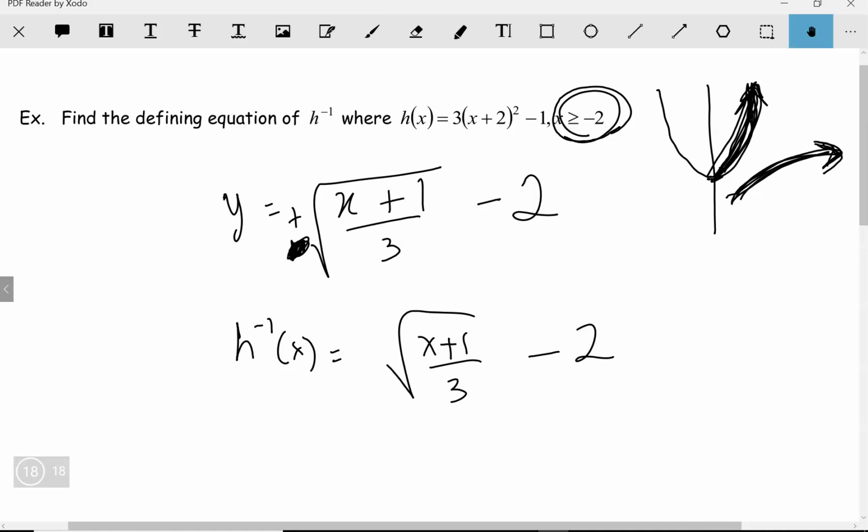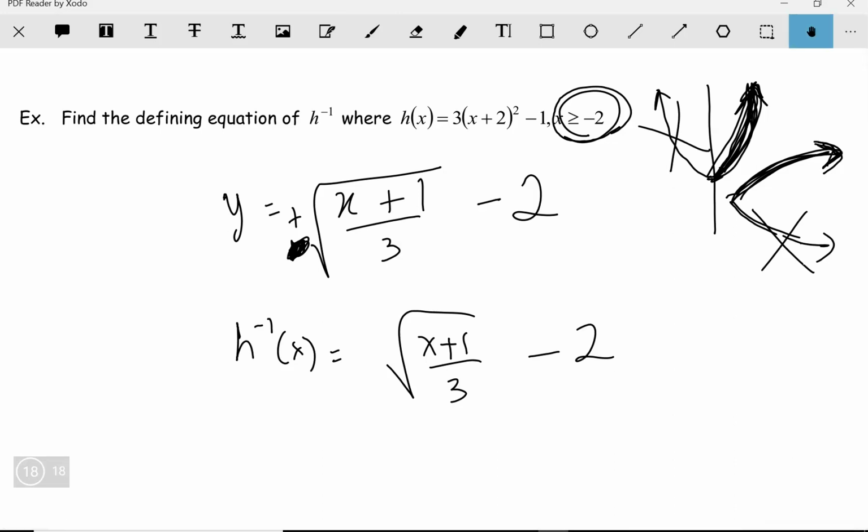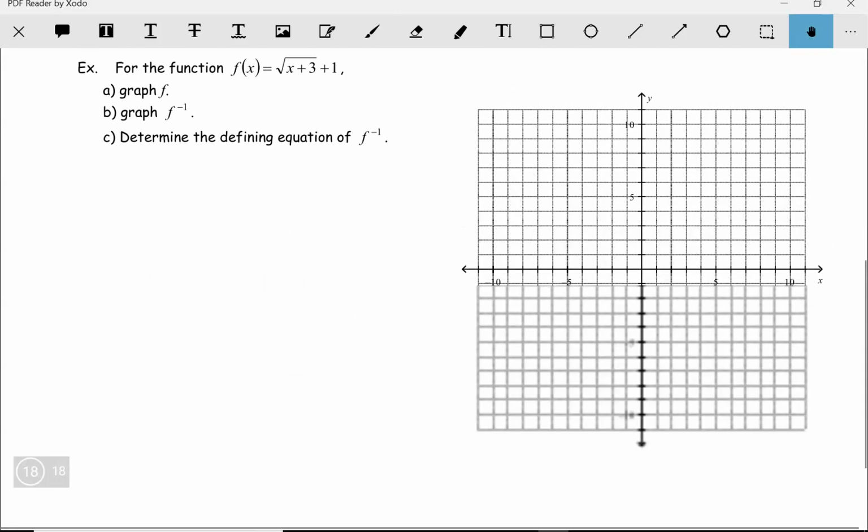So this thin line and this other thin line are crossed out because this is crossed out, right? Because of my restriction on my domain. So that's how we're going to think about that one.